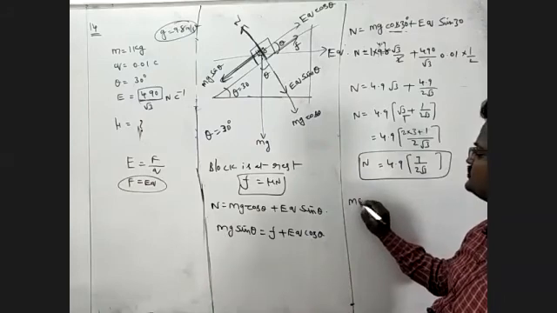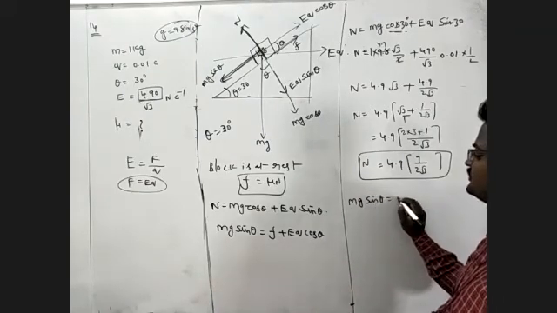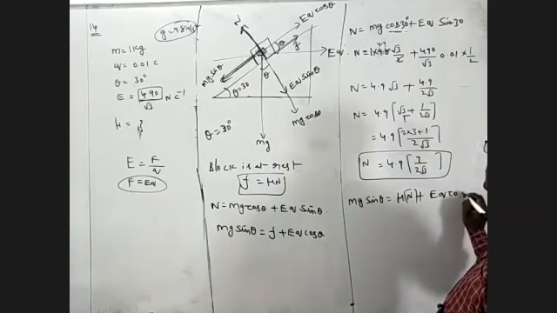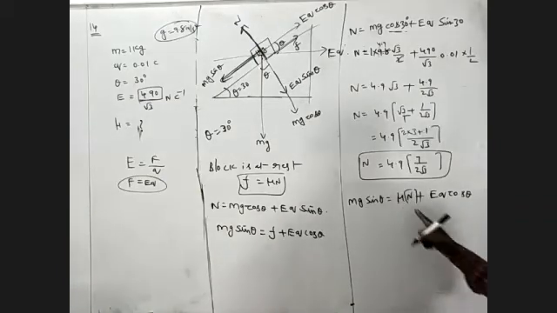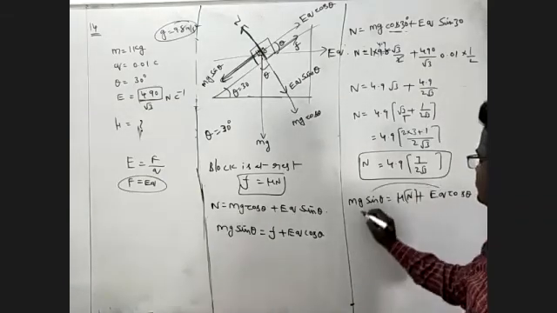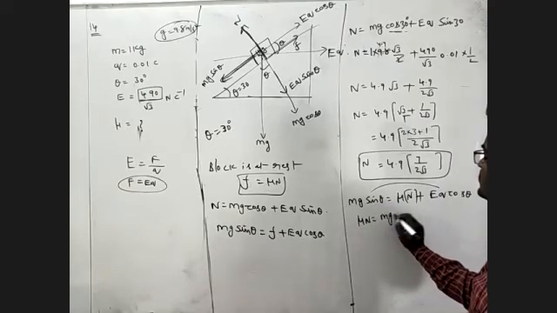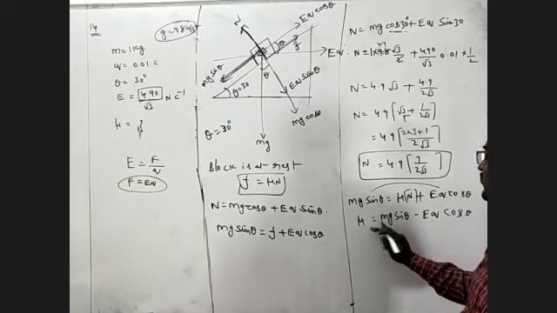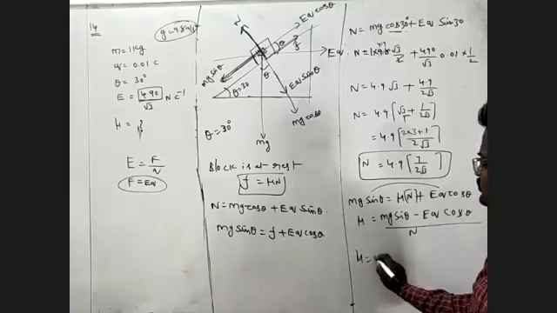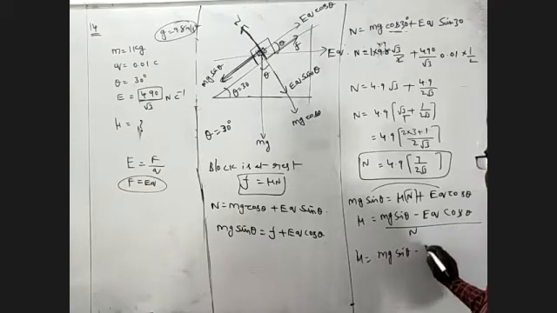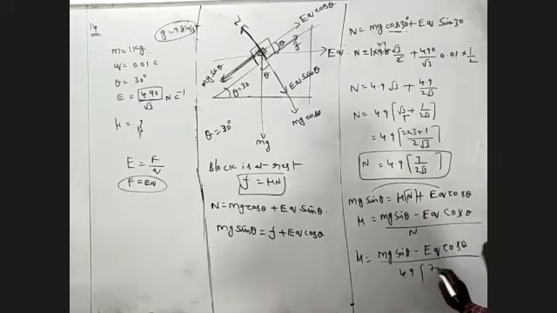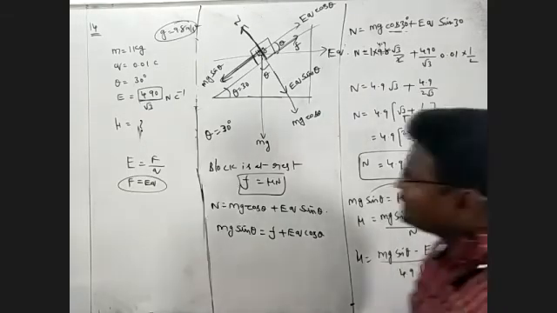Next, I'm going to find mu. mg sin theta is equal to f, which is mu N, plus EQ cos theta. What we have to find is mu. So mu N is equal to mg sin theta minus EQ cos theta, and mu is mg sin theta minus EQ cos theta divided by N. N we already found as 4.9 times 7 by 2 root 3.